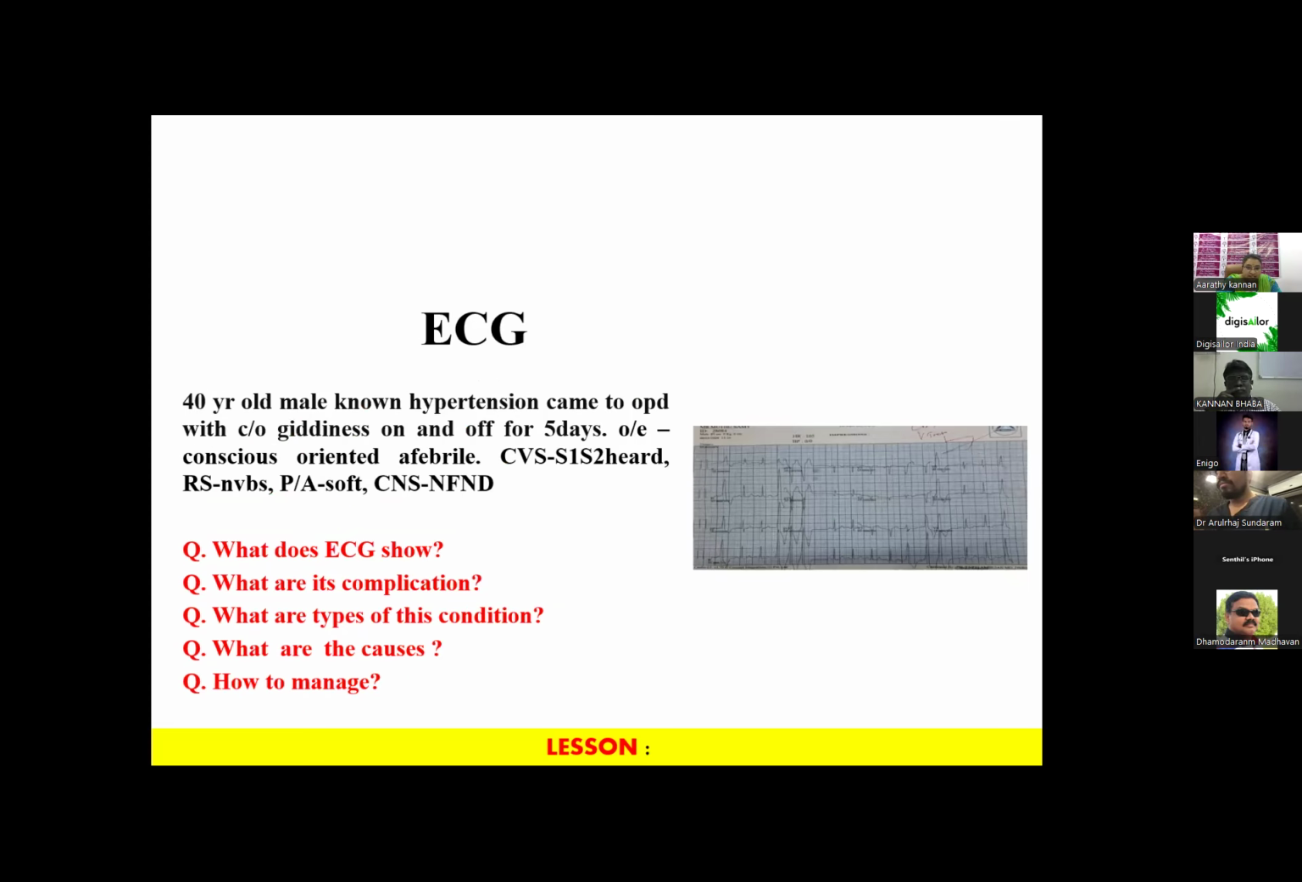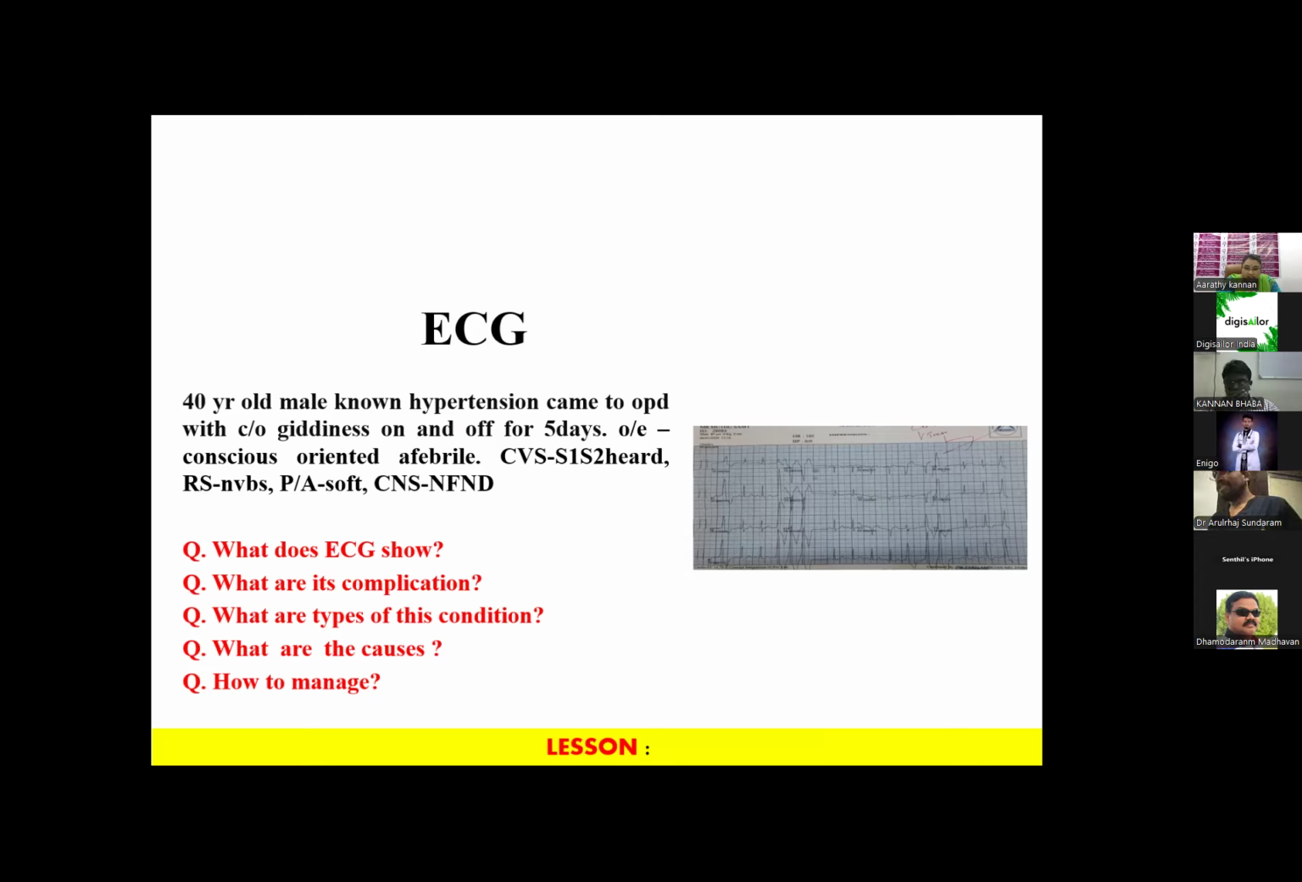Next, we have another ECG of a 40-year-old male, known hypertensive, who came to OPD with complaints of giddiness on and off for past 5 days. On examination he was conscious, oriented, systemic examinations were normal, and ECG was taken for him, which is shown here.